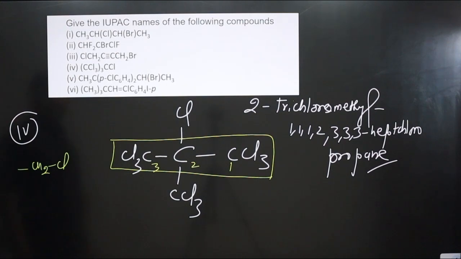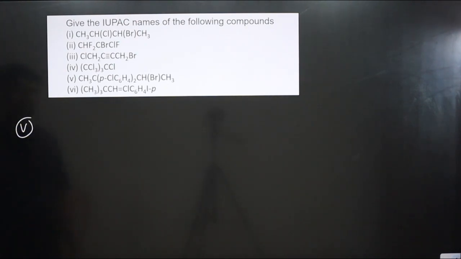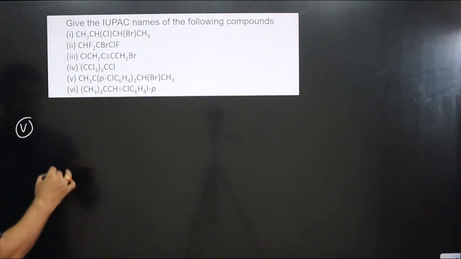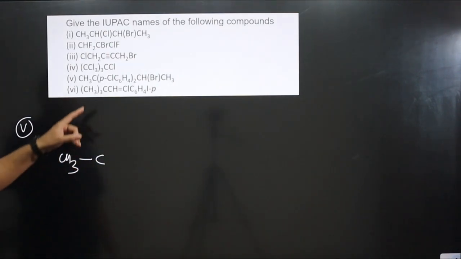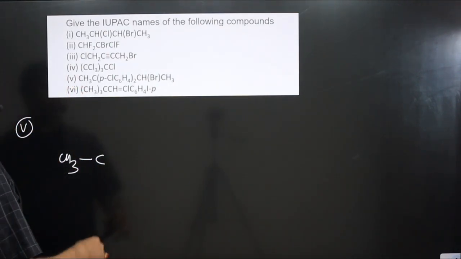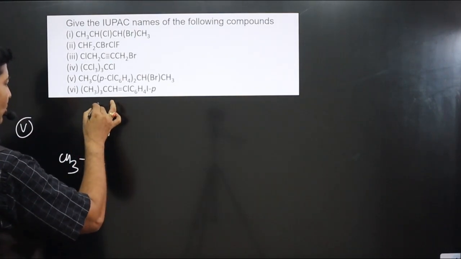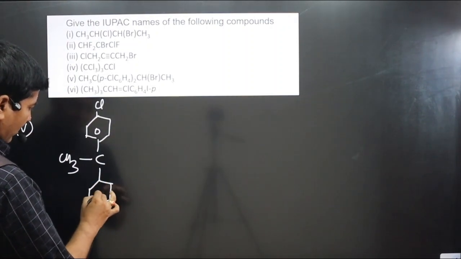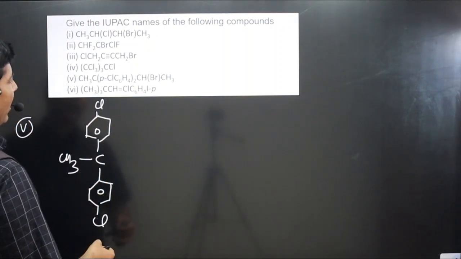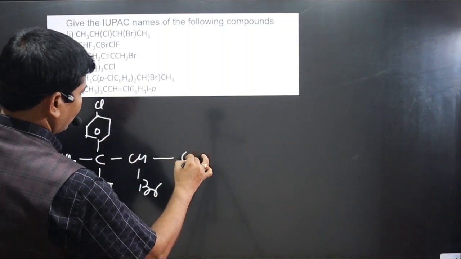Fourth one is done. Now move on to the next one. We have CH3 there, then a carbon is there, and to this carbon you can see 2 times chlorobenzene is attached. So this is the benzene ring and chloro position. Here also we have a benzene ring, and the Cl is attached, and then we have CH, to this a halogen is attached, and then we have CH3 there.